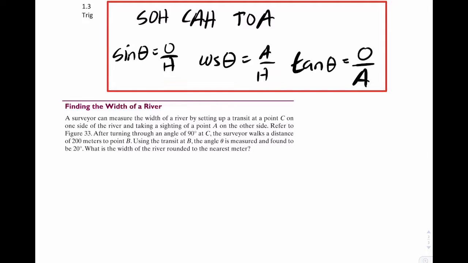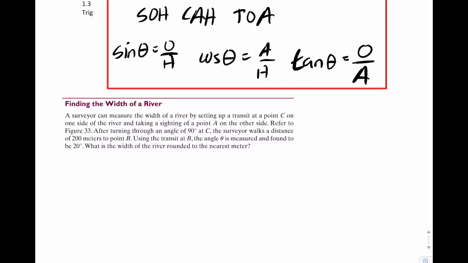So in these word problems, I always pull the pictures because it's better to try to draw on your own. So the picture we're going to think about is there's a river, so let's draw that in. There's some river here. There's a surveyor. He's setting up a transit at point C. So think of transit as just like a tool to measure something. So we'll put the transit right here. That's point C. And he's looking at the other side of the river. That's going to be point A.